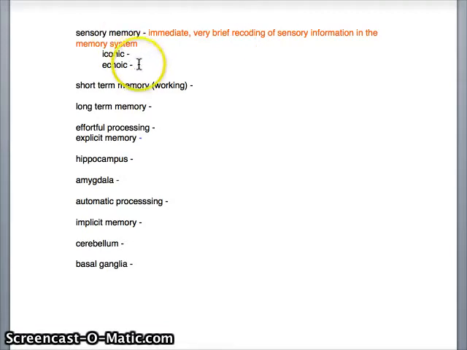These are two different types. You can have iconic or echoic. If it's iconic, it is visual. It only lasts a fraction of a second. We are talking just about 500, 600 milliseconds. It is very, very brief. And after that time, if you are trying to be consciously aware of it, if you're trying to pay attention to it, it will move on to short-term memory. If you are not trying to pay attention to it, it will be gone forever.